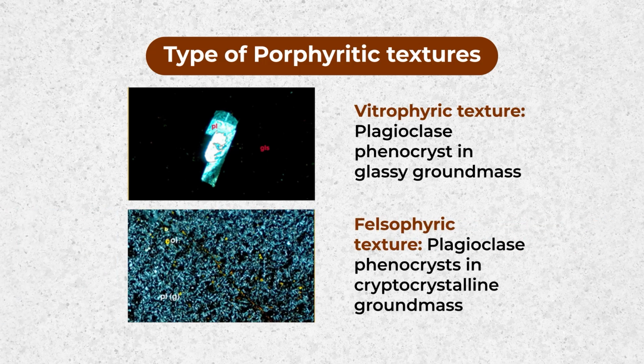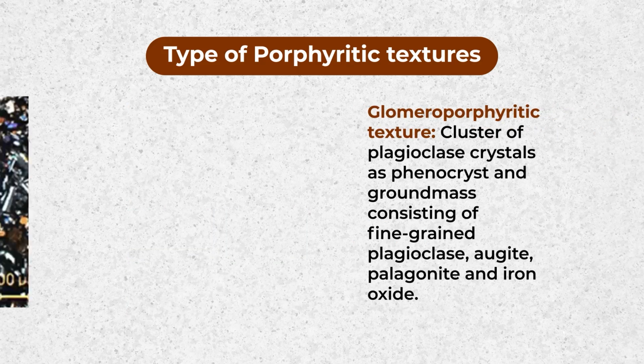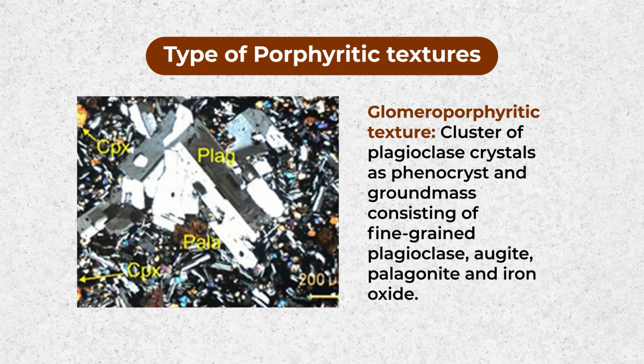Whereas in felsophyric texture, the greyish black plagioclase phenocryst is lying within the cryptocrystalline groundmass. The third category is the glomeroporphyritic texture. In this case, the cluster of plagioclase phenocryst crystals are lying within the groundmass consisting of fine-grained plagioclase, augite, palagonite. Palagonite is an altered product of mafic minerals and iron oxides.